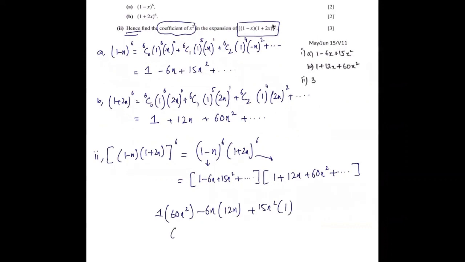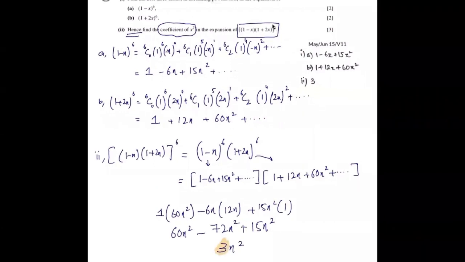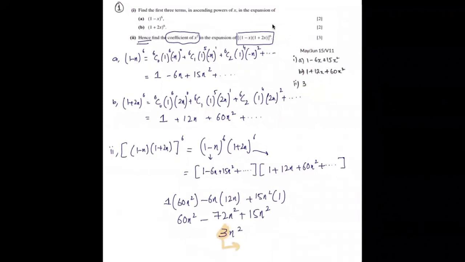Okay, so 60x squared minus 72x squared plus 15x squared. You add these terms, 60 minus 72 plus 15, you get 3. So after multiplying, the coefficient of x squared comes out to be 3. So that's your answer.